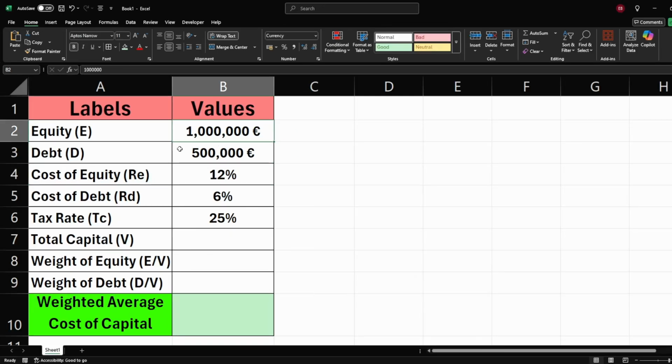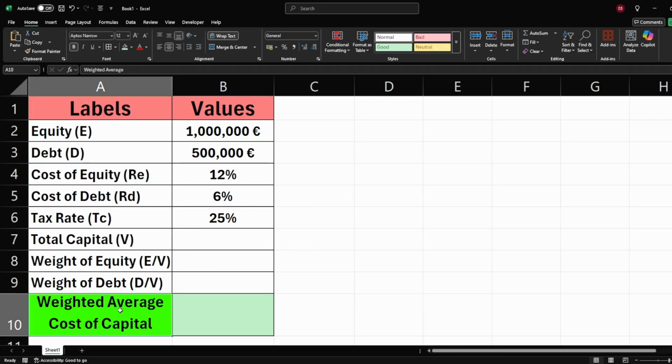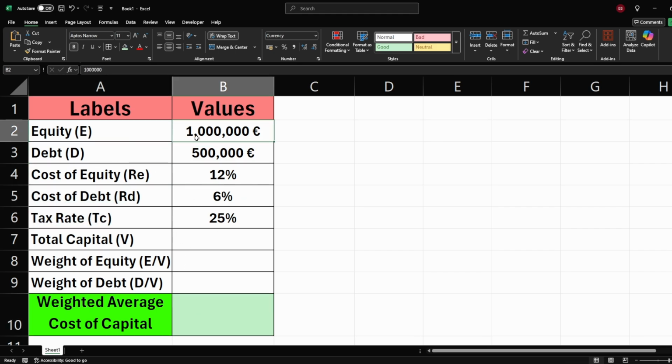Hey everyone, in today's video, I'm going to show you how to calculate weighted average cost of capital. Before we start calculating, these are the data points we need for the formula. Equity, the market value of the company's equity. Debt, the market value of the company's outstanding debt. Cost of equity, the expected return required by shareholders. Cost of debt, the interest rate the company pays on its debt.